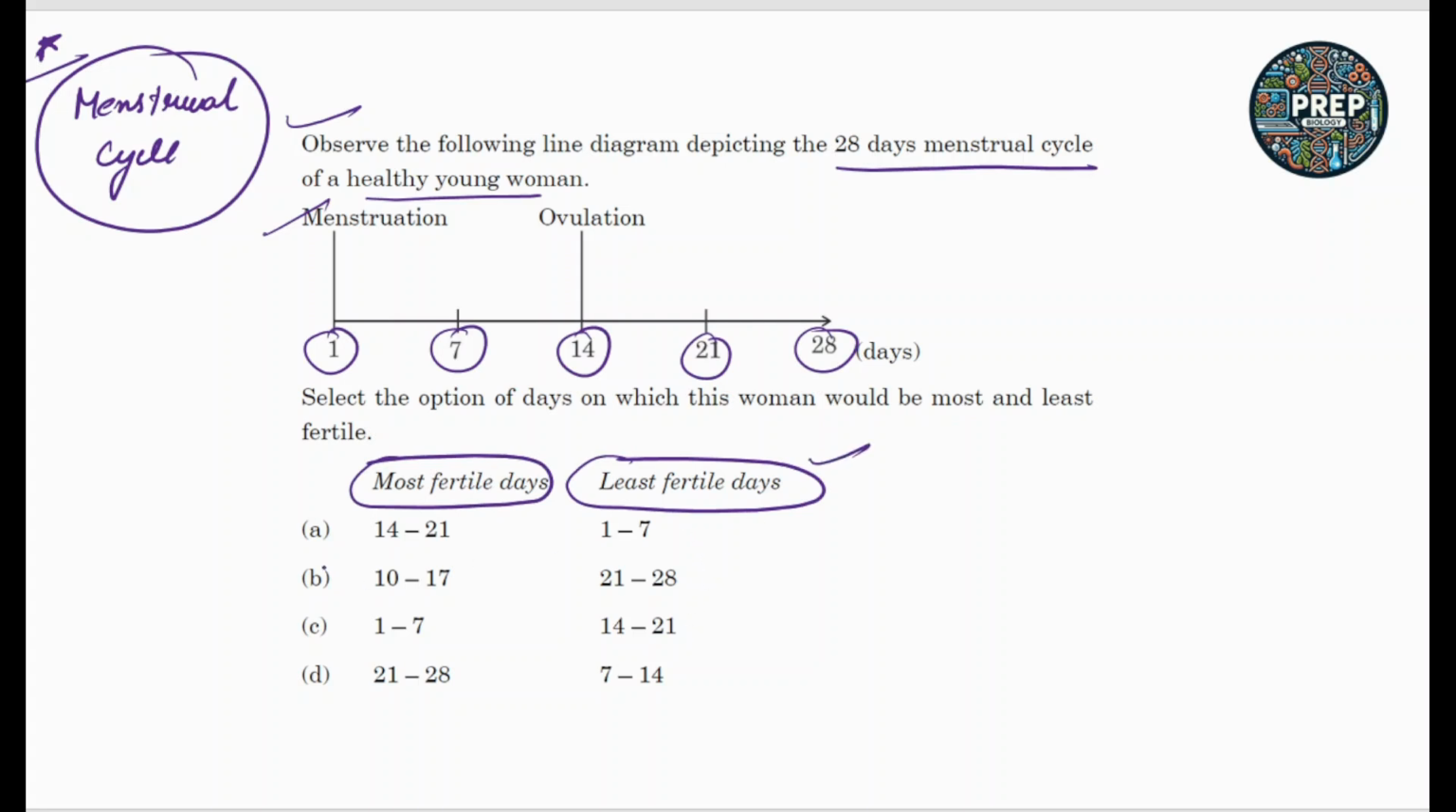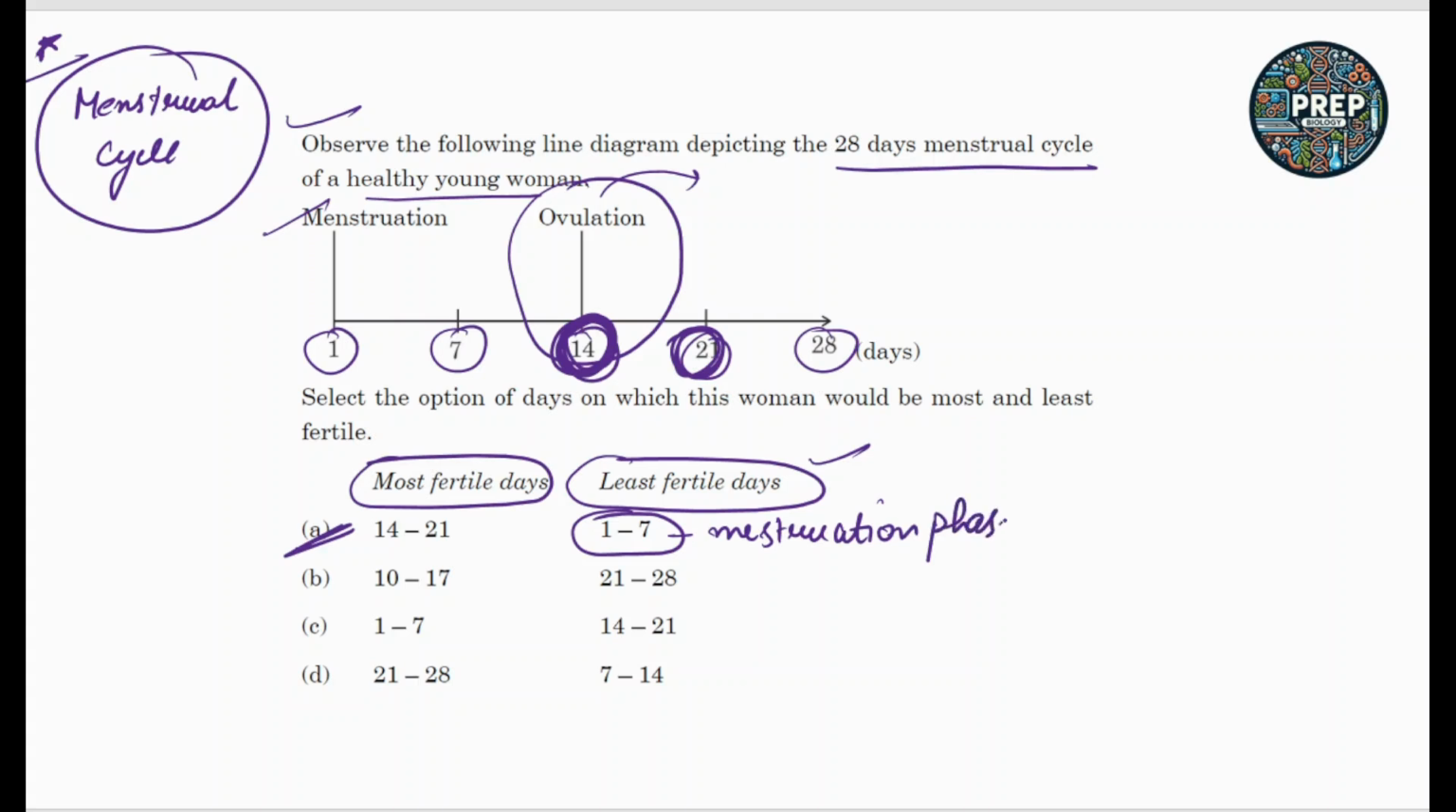So you all have to find out the most fertile days and least fertile days for the woman. So we know that at the ovulation phase, when the ovum is released from the ovary, then that ovum has the maximum chances of fertilization by the sperm. So the period between the 14th to 21st days is the most fertile, and the least fertile days are 1 to 7, that is the menstruation phase of the menstrual cycle. So the answer of this question is answer number A.